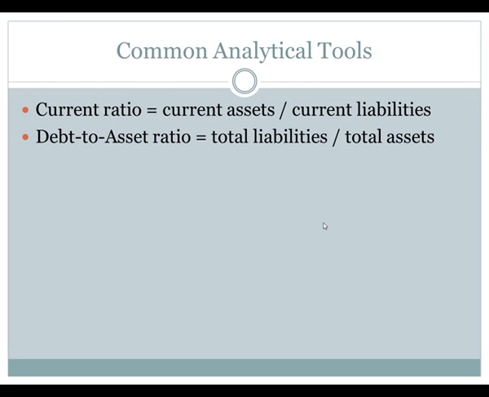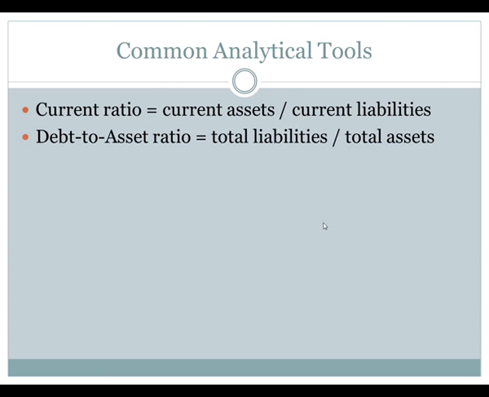Common analytical tools that we use to evaluate the impact of liabilities. There are two ratios that we would typically expect to see. One is the current ratio, which is defined as current assets divided by current liabilities. And that's simply a measure of the firm's ability to satisfy their current liabilities by the use of current assets.